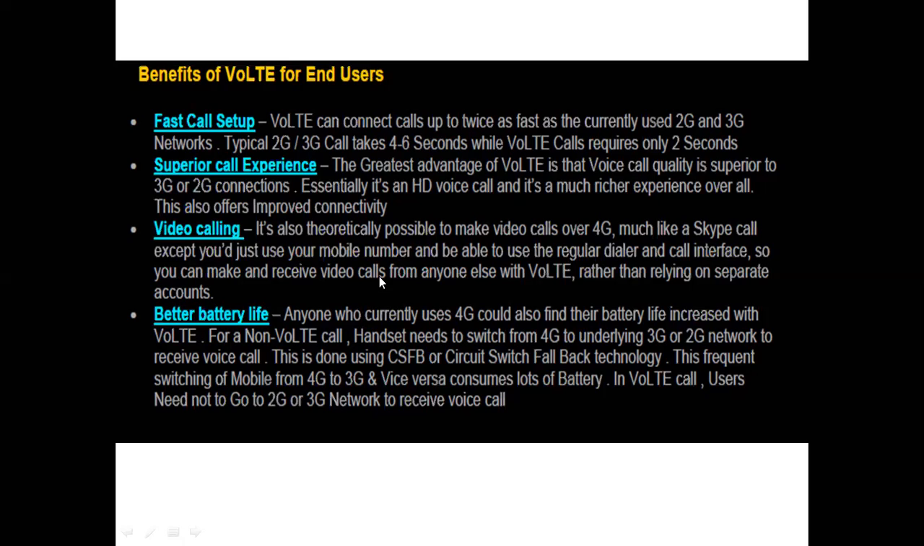The last benefit is better battery life. Anyone who currently uses 4G could also find their battery life is increased with VoLTE. For non-VoLTE calls, handsets need to switch from 4G to 3G or legacy 2G network to receive a voice call. This is done using CSFB, circuit switch fallback technology. This frequency switch of a mobile from 4G to 3G and vice versa consumes lots of battery. In a VoLTE call, the user need not go to the 2G or 3G network to receive a voice call.